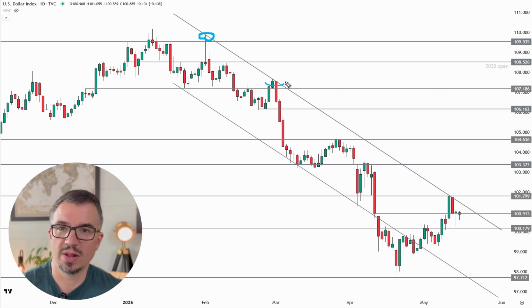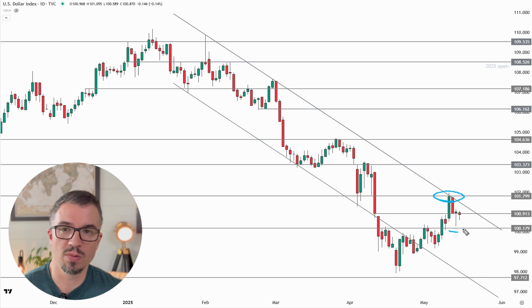So the top of this channel, and you can see resistance here. This is what I talked about recently. This over here was an imbalance. So when the DXY was down here in this area, I was talking about the potential for a 101.8 retest, because this was an imbalance. A lot of times, imbalances like this do tend to serve as magnets for a market, and that's certainly what we saw there. So you've got resistance up here around 101.8.